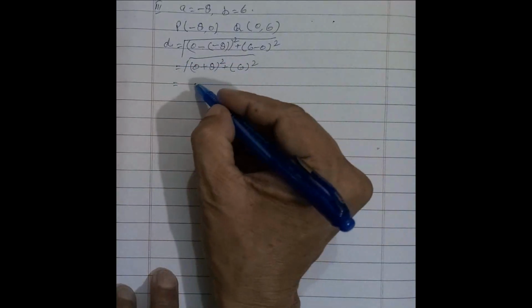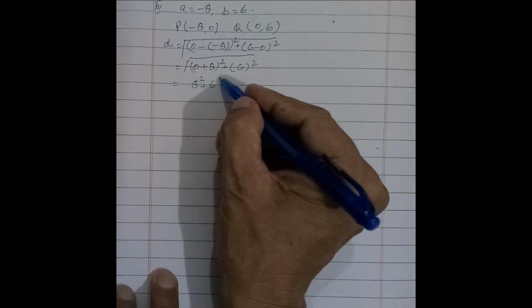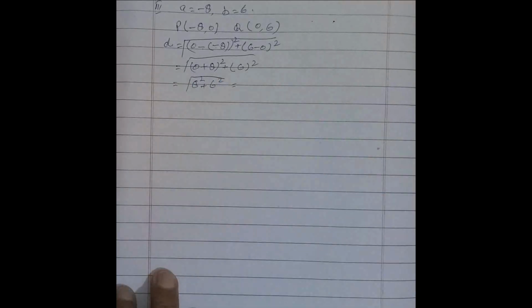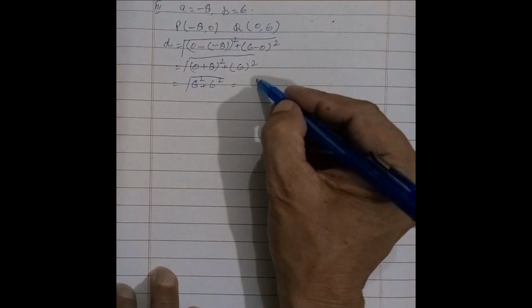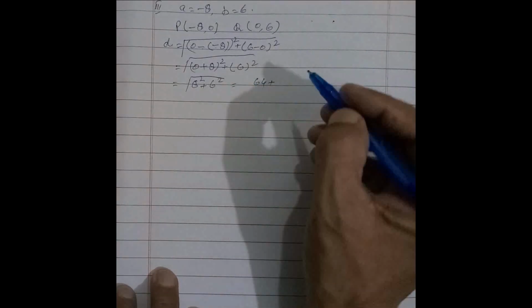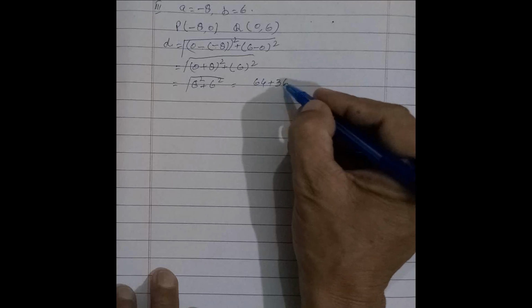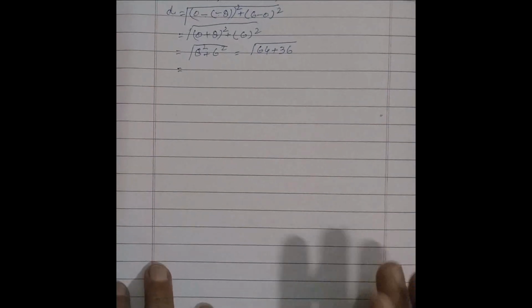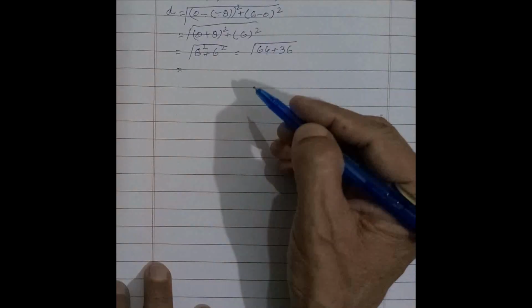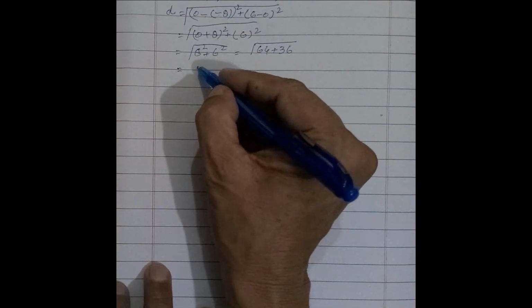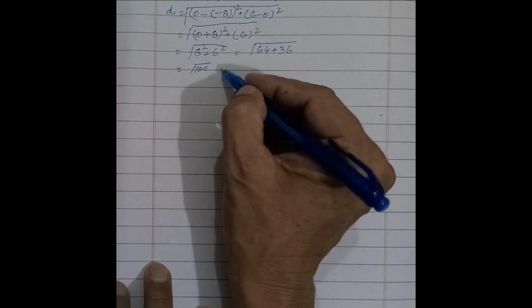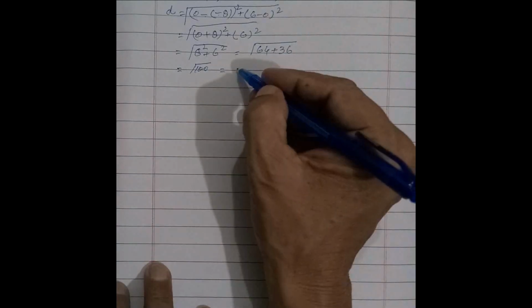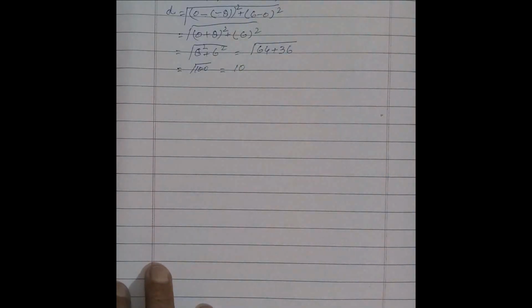Now simplify these values. 8 square plus 6 square, square root, is equal to the square of 8 is 64 and the square of 6 is 36, square root. And 64 plus 36 is equal to 100, square root, and square root of 100 is equal to 10. So in this question, the distance between points P and Q is 10.